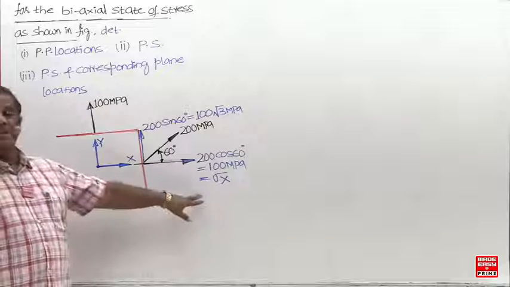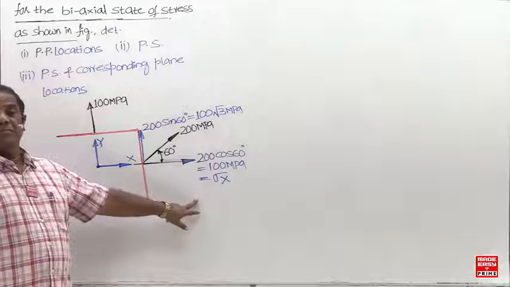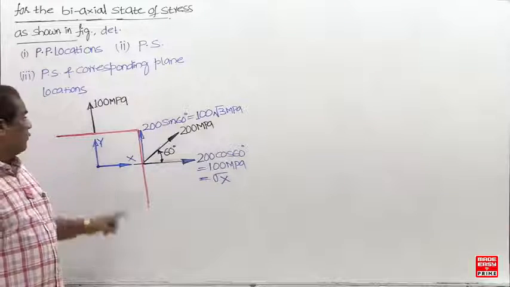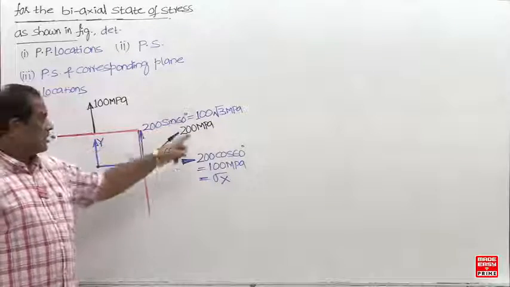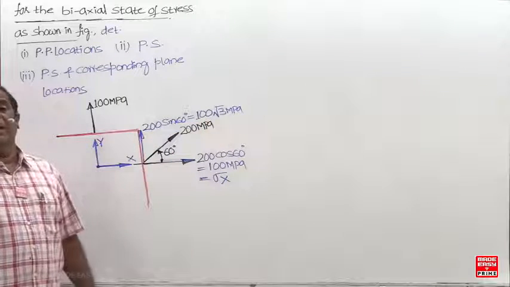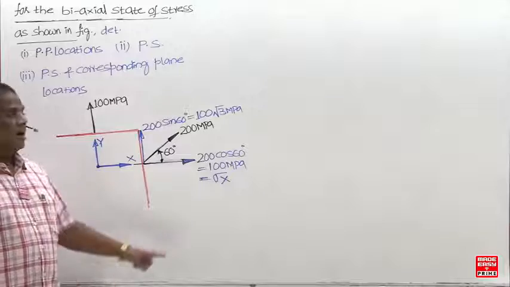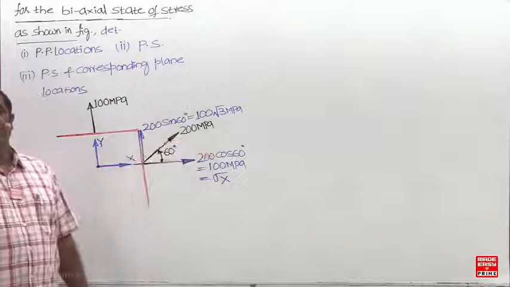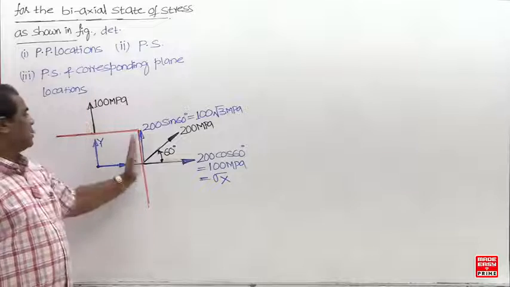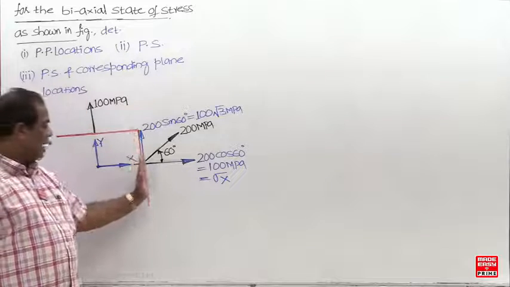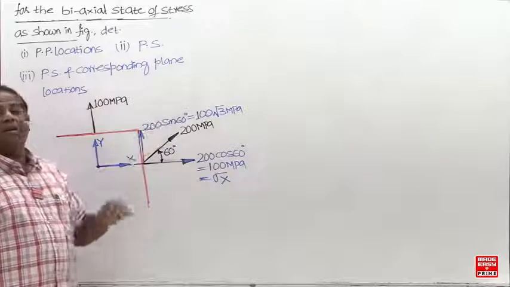Now what is the sigma x? Some students take sigma x as 100, and sigma y they take as 100 plus 100√3. This 100√3 is not sigma x or sigma y. It's the tau xy. In the y direction, it is parallel to the x face, so it is tau xy.